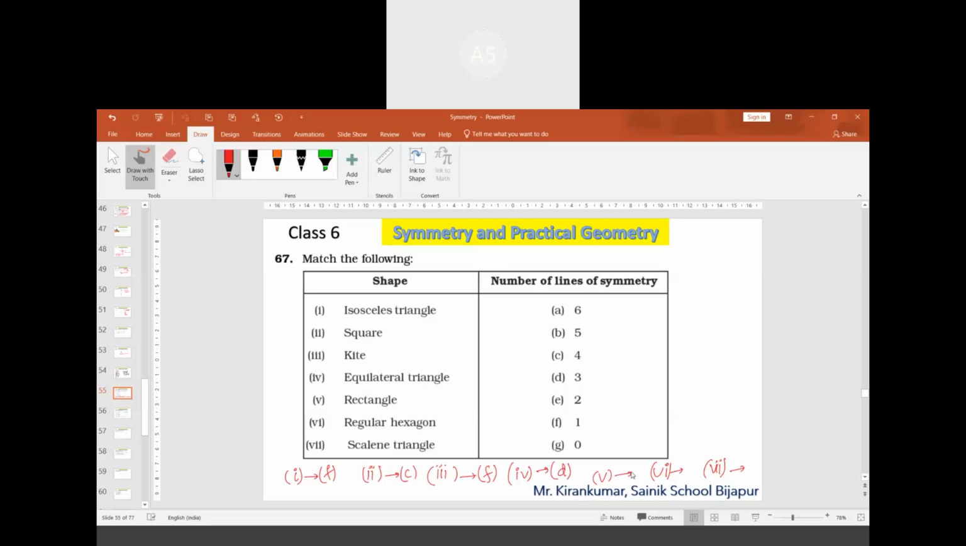For 5, the right option is D. Okay, my mistake, it's E. For the sixth one, it is A. And the last one is G. There will be zero lines of symmetry.